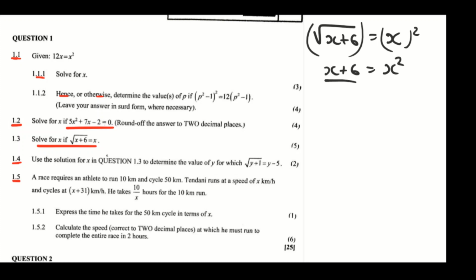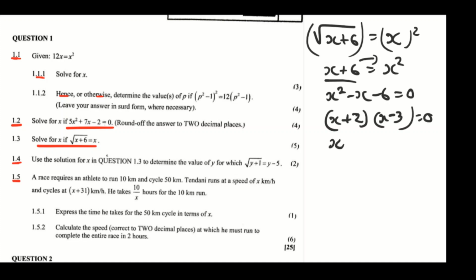So you transpose this to the other side. You have x squared minus x minus 6 equals 0. Then you factorize. You have your x, and 3 and 2 are your factors. And then this should be negative, this should be plus, equals 0. So x equals minus 2 or x equals 3.